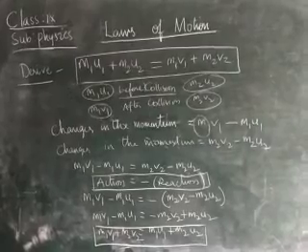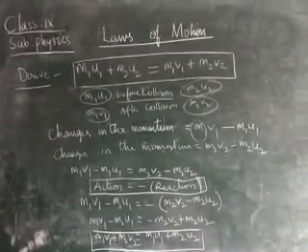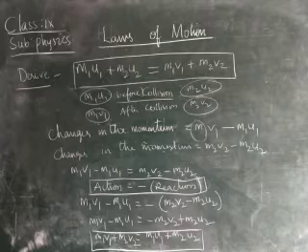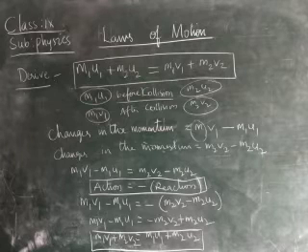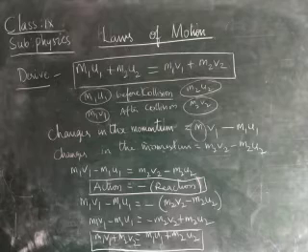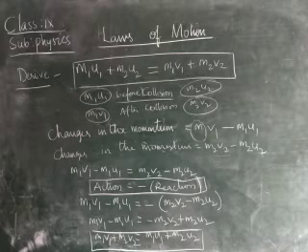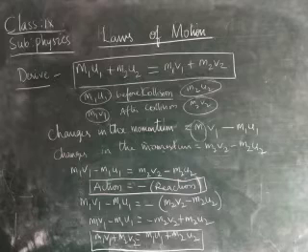Here the law of conservation of momentum says that m1 u1 plus m2 u2 is equal to m1 v1 plus m2 v2. This is how we derive the formula, children.